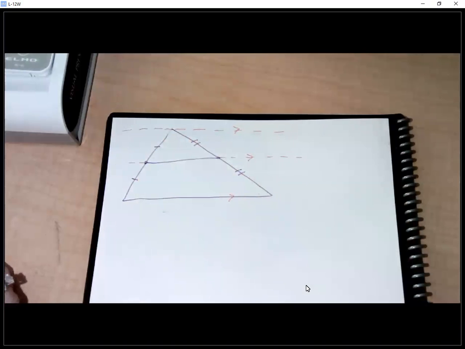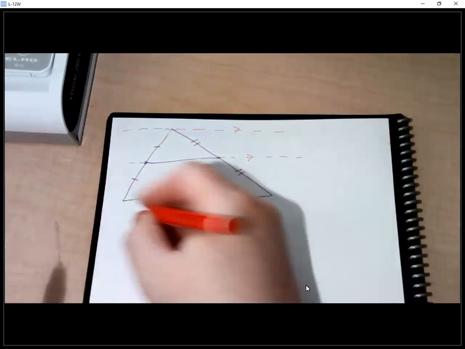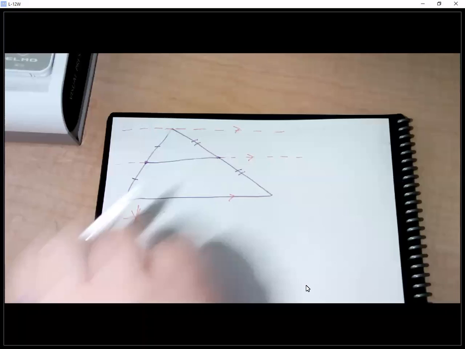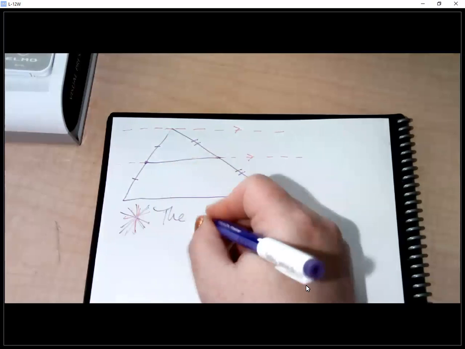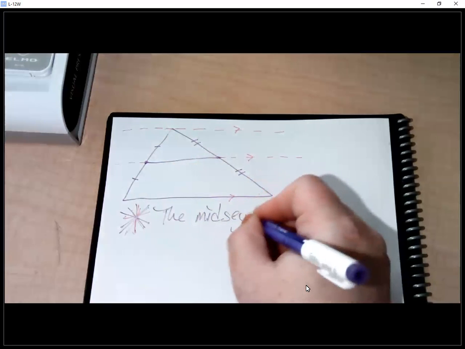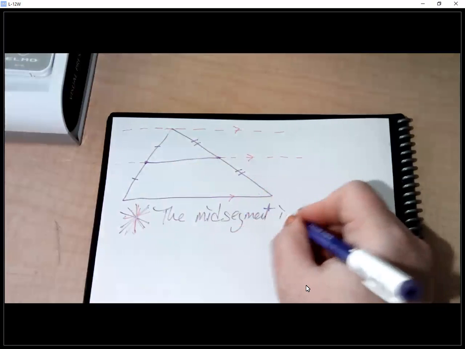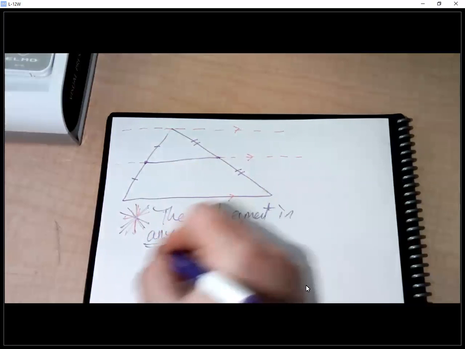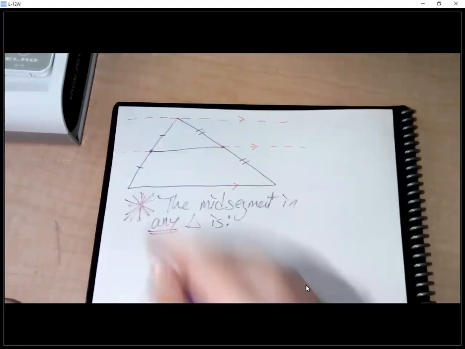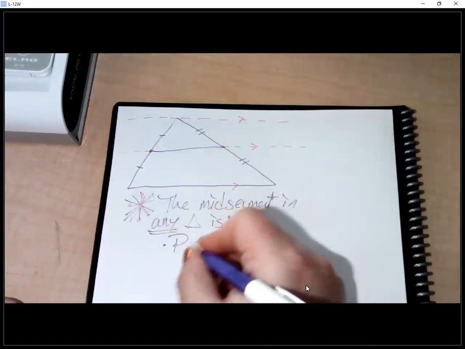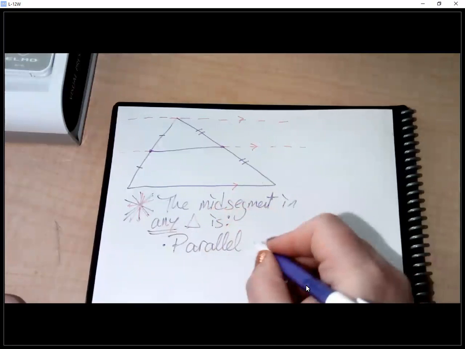So look at the one you just drew. If you drew it accurately, it doesn't matter what kind of triangle you have, obtuse, acute, right, it doesn't matter. When you draw in the mid segment, oh my gosh, big star for this, because this is so cool. The mid segment in any triangle, we're going to have two fun facts. The first one is that it is parallel to the third side.